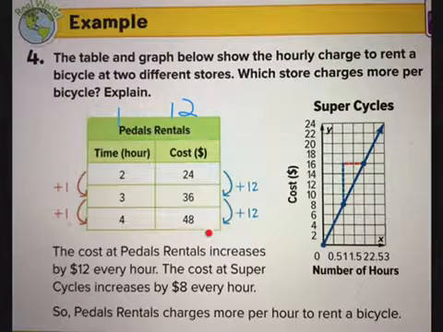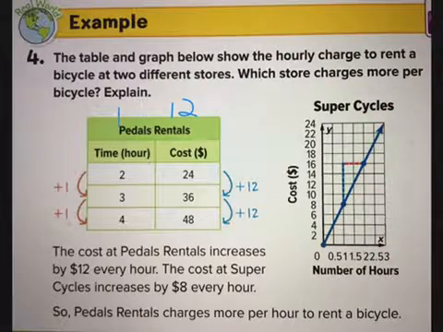So yes. And then when we look at supercycles, we see that we have the number of hours on the bottom and the cost along the y-axis. And we see that for 1 hour, right there, 1 hour, it's $8. For 2 hours, $16, and so on. For 3 hours, okay, it'll be 24, all the way up here for 3 hours.